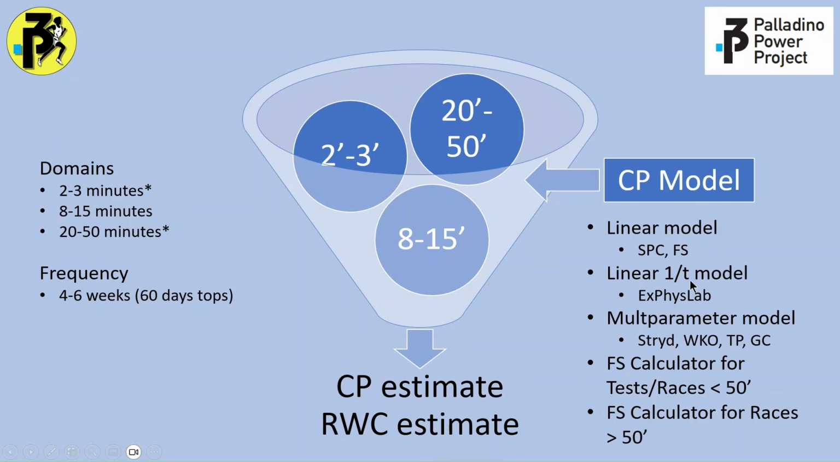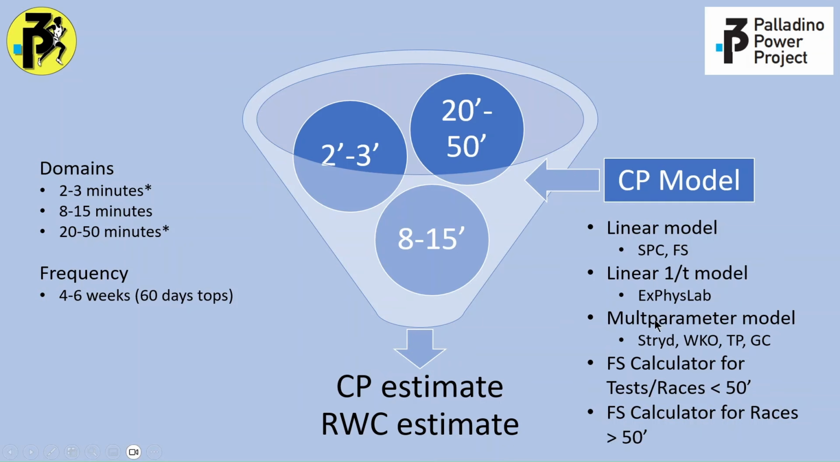Now, let's say you've tested 2 or 3 minutes on Tuesday, 8 to 15 minutes on Thursday, and then on Sunday you run a park run that's, say, 21 minutes. You could input all of those into this model, not the linear model, but the linear 1/time model. You could do that, and you could utilize the multi-parameter model.